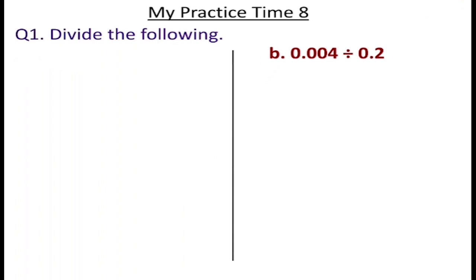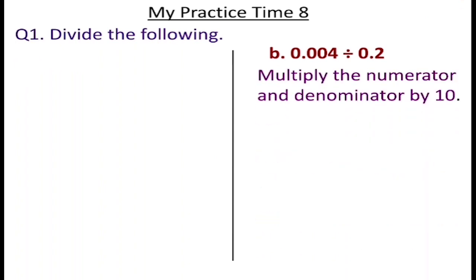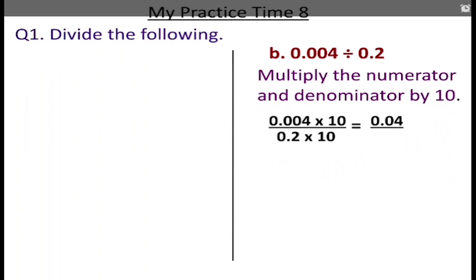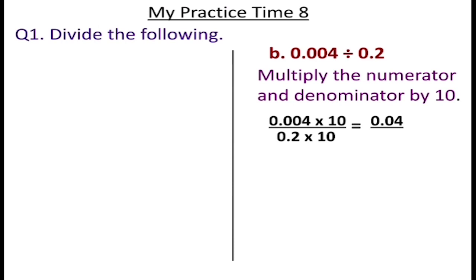Now let's solve another question, question number B, 0.004 divided by 0.2. Here in the divisor you are having only one digit after the decimal. So you have to multiply the numerator and denominator both by 10. So multiply 0.004 by 10 and 0.2 also by 10. When 0.004 is multiplied by 10, you will get 0.04, and when 0.2 is multiplied by 10, you will get 2. Now divide 0.04 by 2.